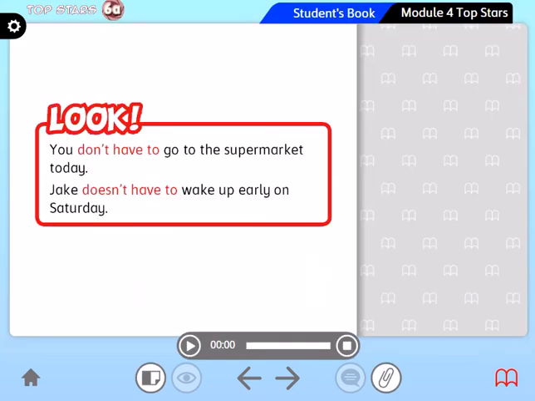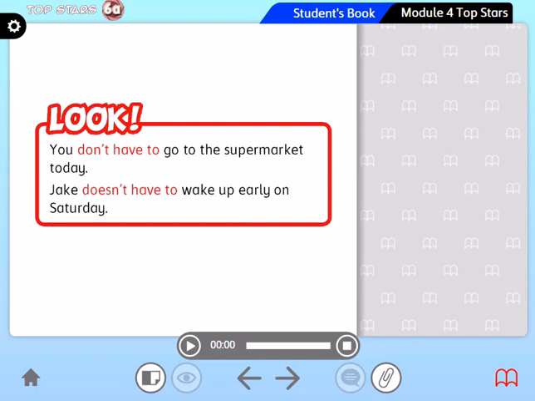Do you remember the previous lesson? We said, what do you have to do to become a photographer? You have to buy a camera. You have to go to art school. Very good. If you want to become a businessman, what do you have to do? You have to go to university. You have to study hard. You have to learn languages. Very good, my dear students.